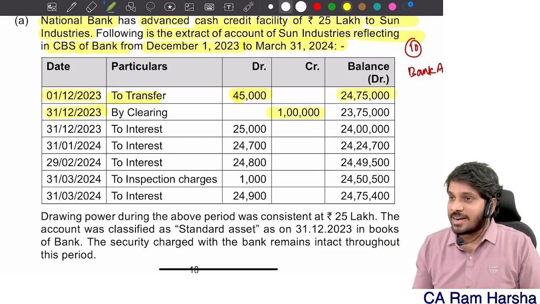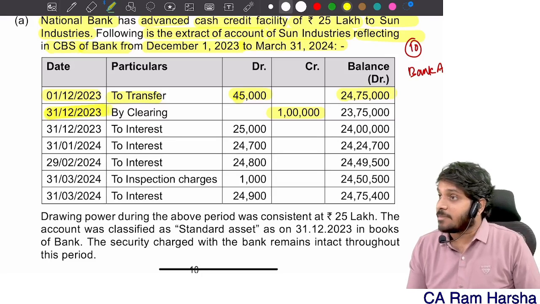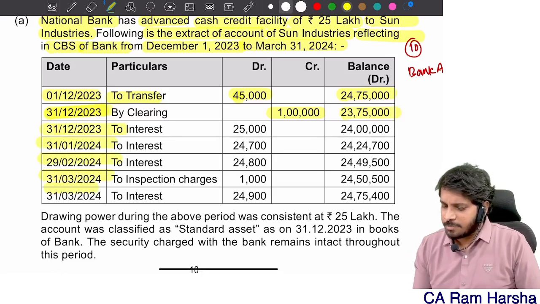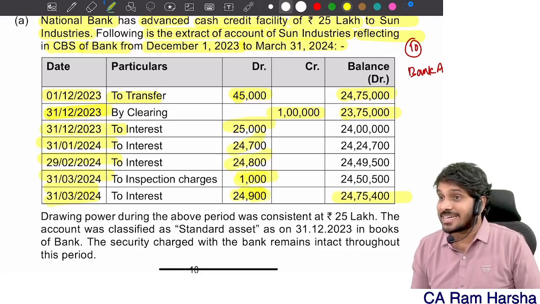Again, the customer paid 1 lakh. When he paid on 31st December, he paid 23 lakh 75. Now again he withdrew some amounts after December 31st. Up to 31st March he withdrew, and with interest all put together, this is the outstanding balance right now.